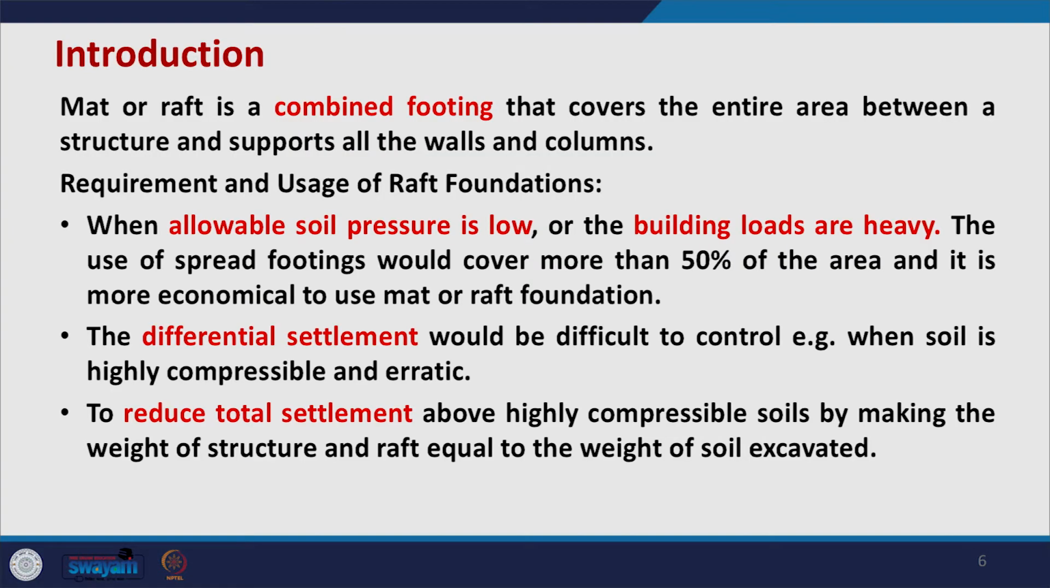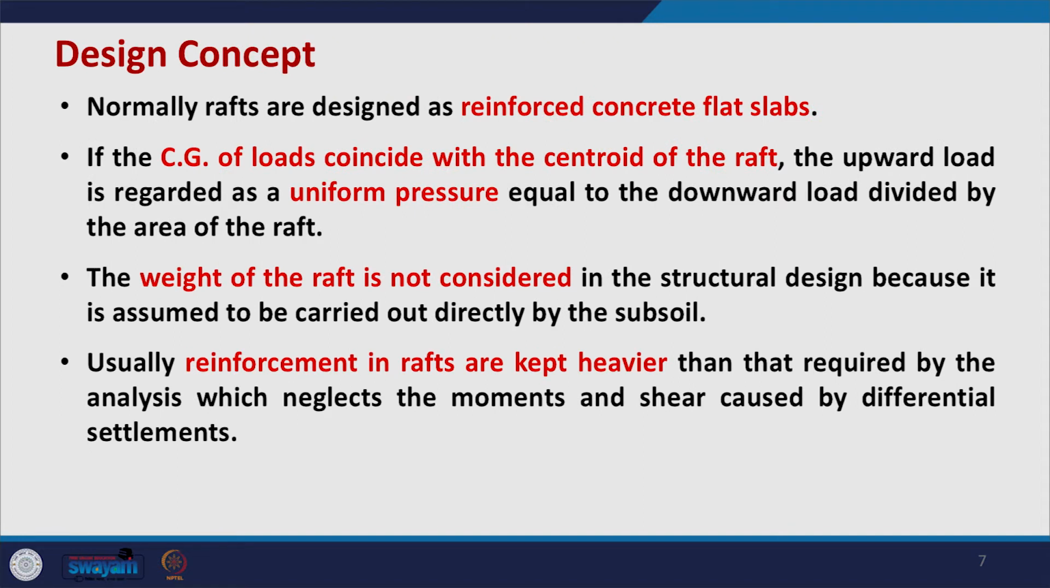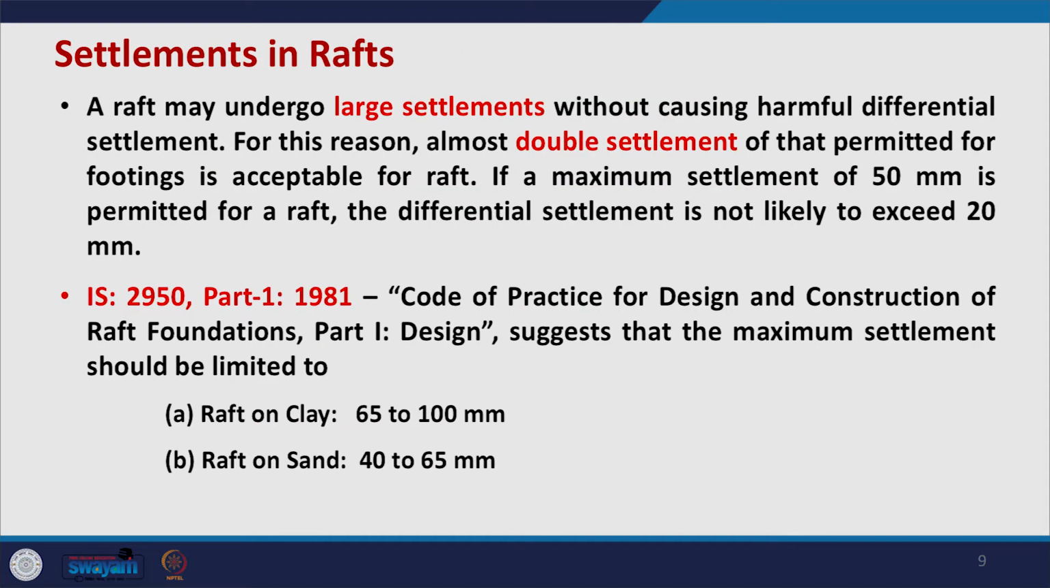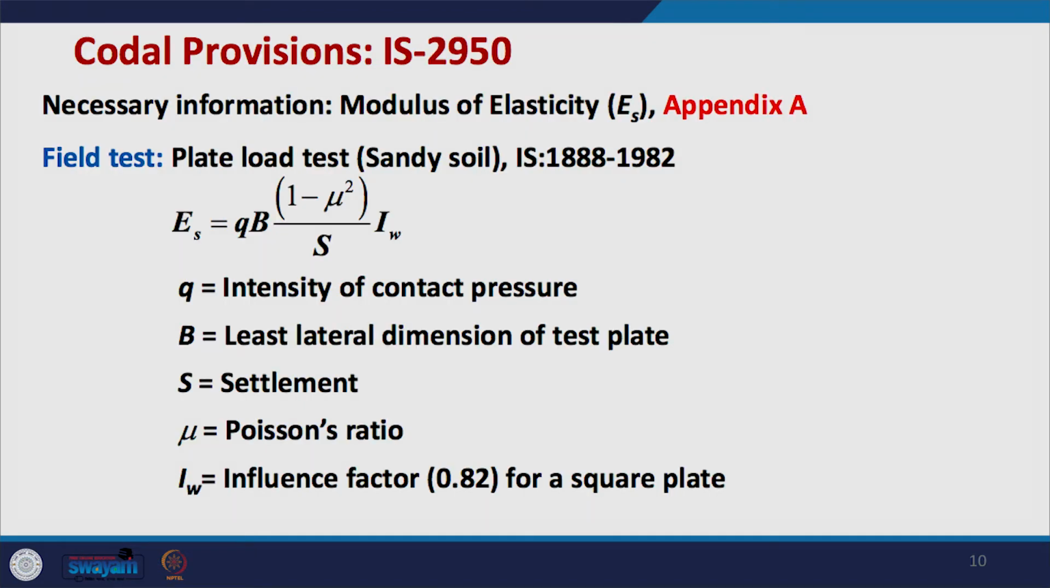So, this was the introduction. I will skip that one, and also design concept, then settlement in rafts, and codal provisions. Now, when we talk about the code, that is IS 2950, in this code there are 6 appendices: appendix A, B, C, D, E, F. We are going to discuss all these appendices.